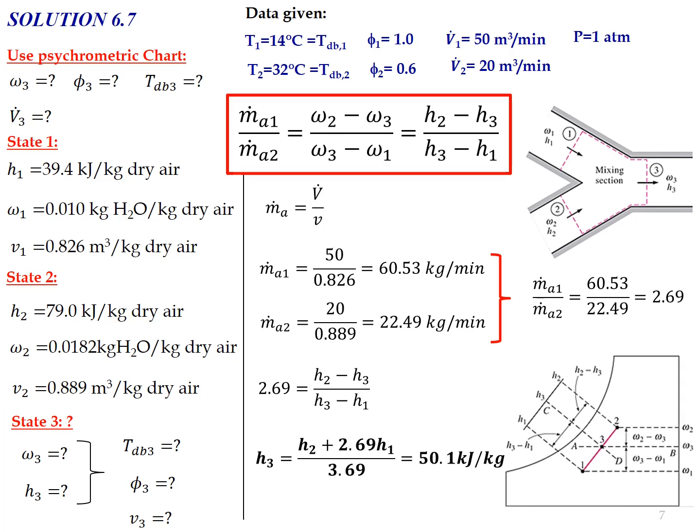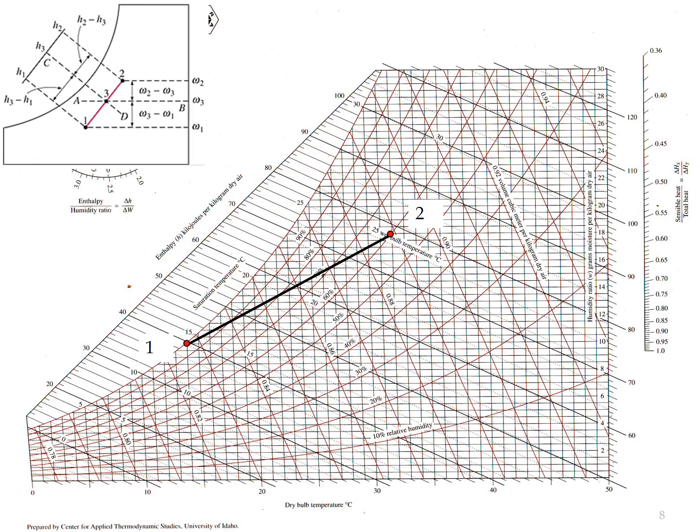Okay, so now we need to use this enthalpy value. We have one value for state number 3, and this value is enough to obtain the intersection point for state number 3 on the psychrometric chart. So based on the value of H3, we draw the line for H3 equal to 50.1 kJ per kg. Now we have the third intersection point that represents state number 3. From this point we can determine the important parameters for state number 3.